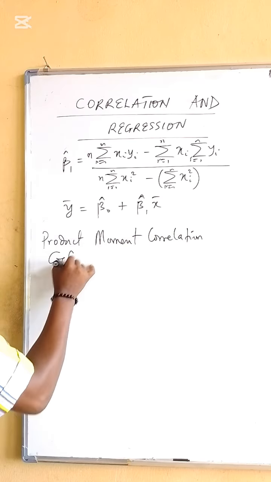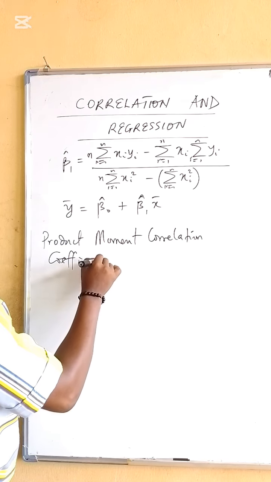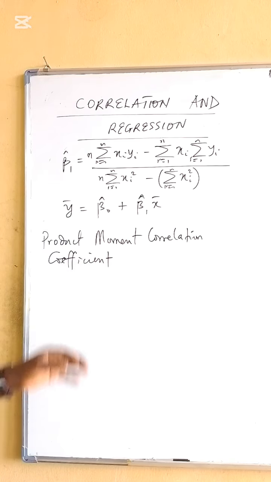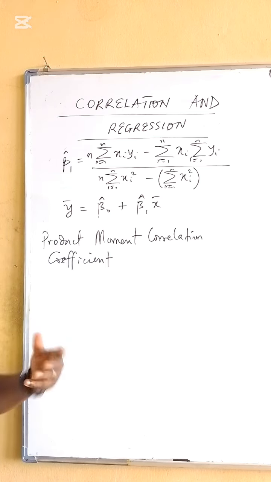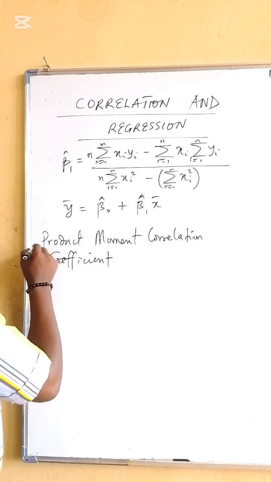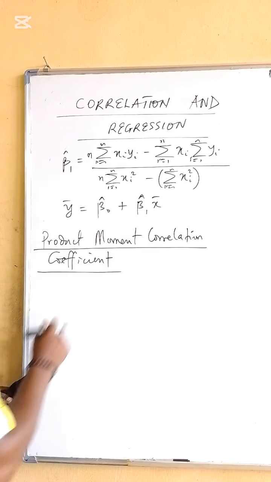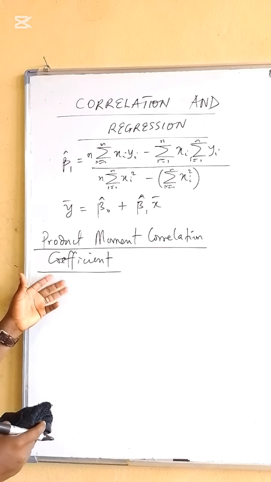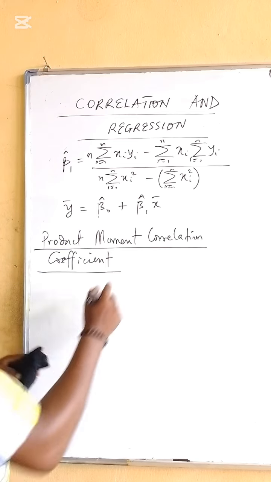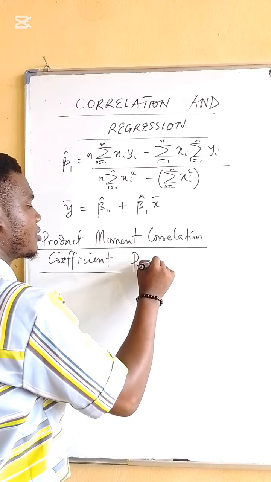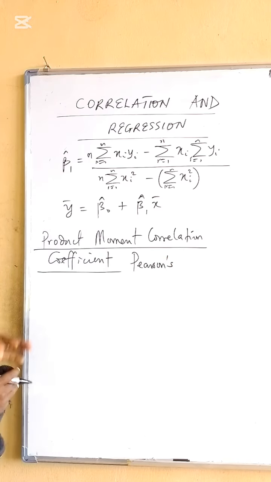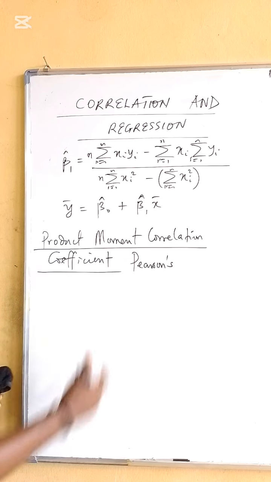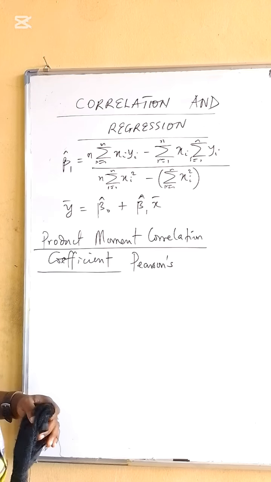coefficient. Correlation coefficients, like I mentioned earlier in this video, are used to tell the strength or weakness of the relationship existing between variables, in particular for a bivariate data, two variables. So what other name is there for a product moment correlation coefficient? If you don't want to call it product moment correlation coefficient, you can call it Pearson's correlation coefficient.